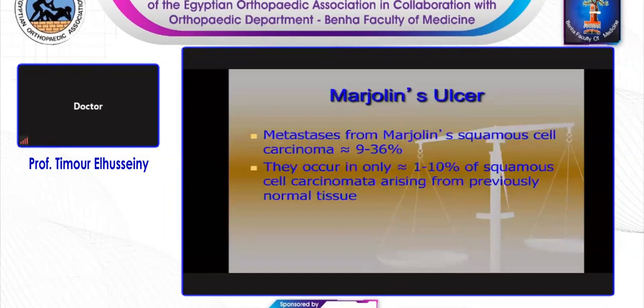Metastatic disease from Marjolin ulcer of the squamous cell carcinoma type varies in incidence. It is between 10 and 35%. When we compare that to squamous cell carcinoma arising from naive skin, i.e., previously normal skin without previous chronic ulcers, the incidence is between 1 and 10%.